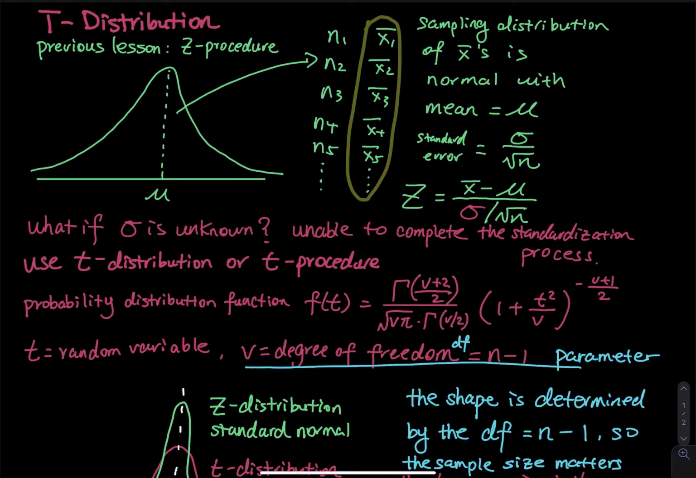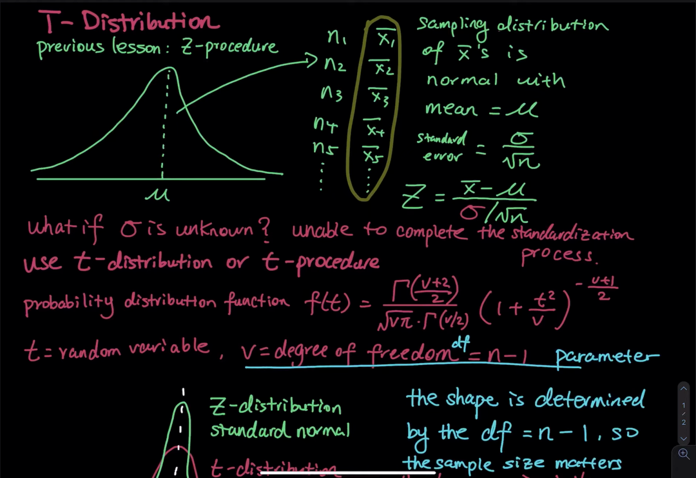Now that leads me to another question. That question is how we start T-distribution. What happens if sigma is unknown? If sigma is unknown, are you still able to calculate z? The answer is no. So listen to me. When sigma is unknown, we are not able to complete the standardization process. That means you are not able to calculate the z value or z score, whatever you like to call it. So in this case, when sigma is unknown, you have to use T-distribution, or you can call this a T procedure.